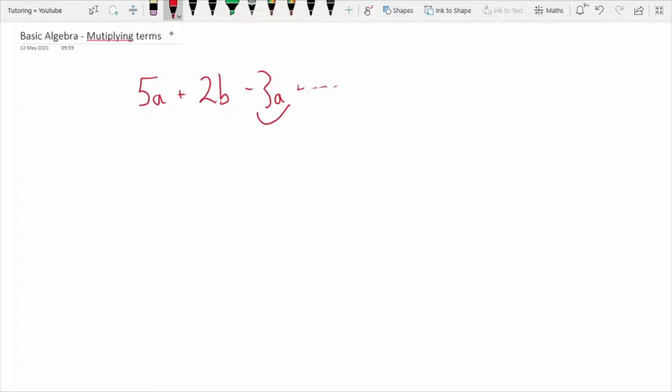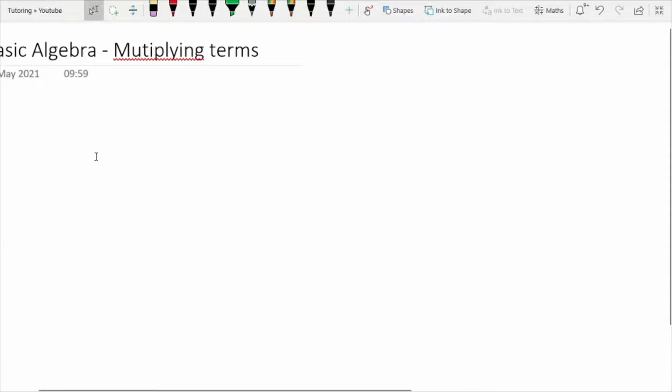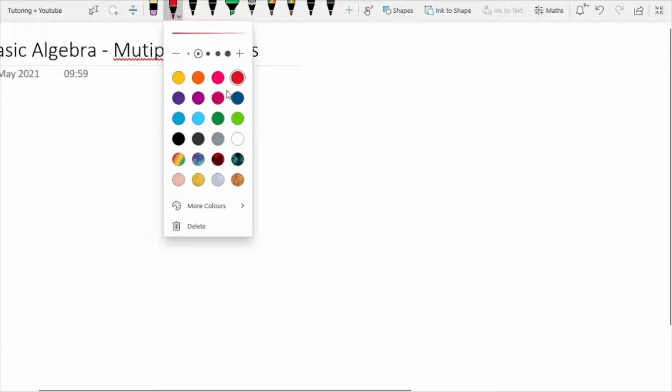And hopefully you're more confident at that now after watching the video. After doing that, you should be able to do the problems on the worksheet. And then on the second part of the worksheet, there was stuff on multiplying terms together. So this is where you multiply algebraic terms and combine them.